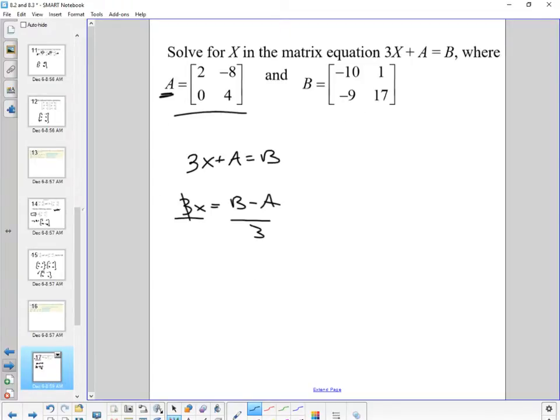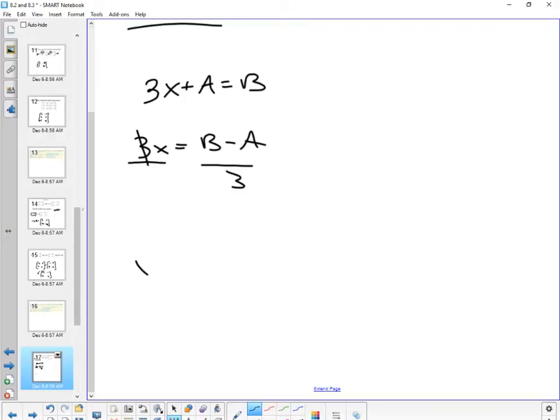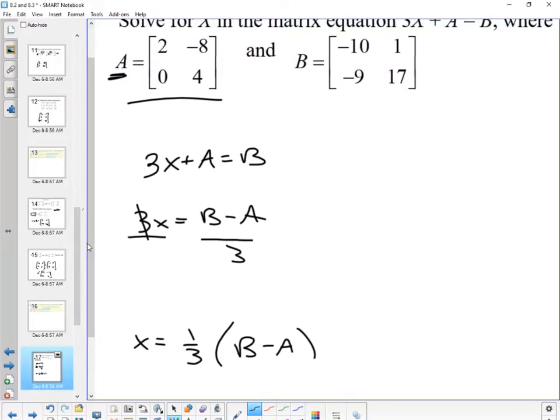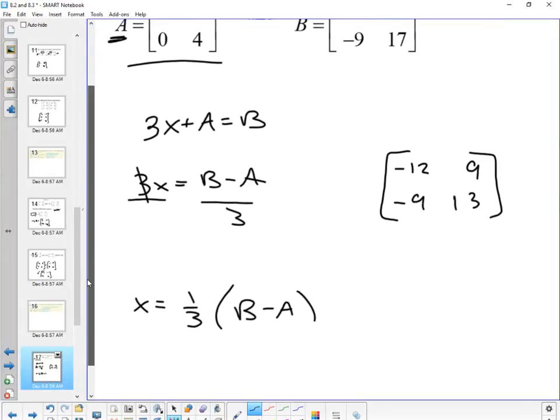So here's what's going to happen. You're going to have x is equal to 1/3 multiplied by the difference of b and a, hence my distributive property, or whichever way you want to go about it. So in this case, I know I've got to go b minus a. Let's find that matrix real quick. So b minus a: I've got negative 12, 1 minus a negative 8 gives me 9, negative 9 minus 0 is still just negative 9, and 17 minus 4 is 13. So there's my matrix. That is B minus A right there, correct?